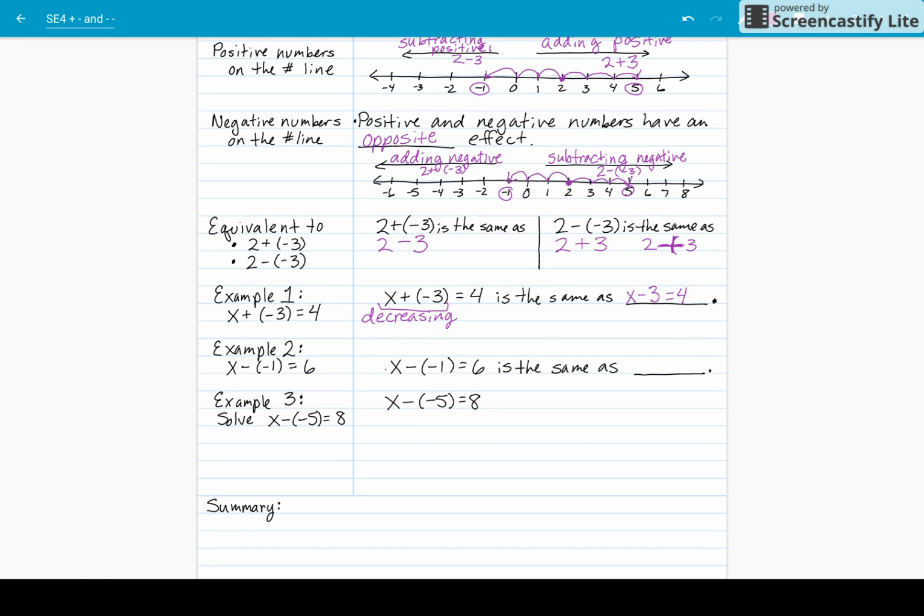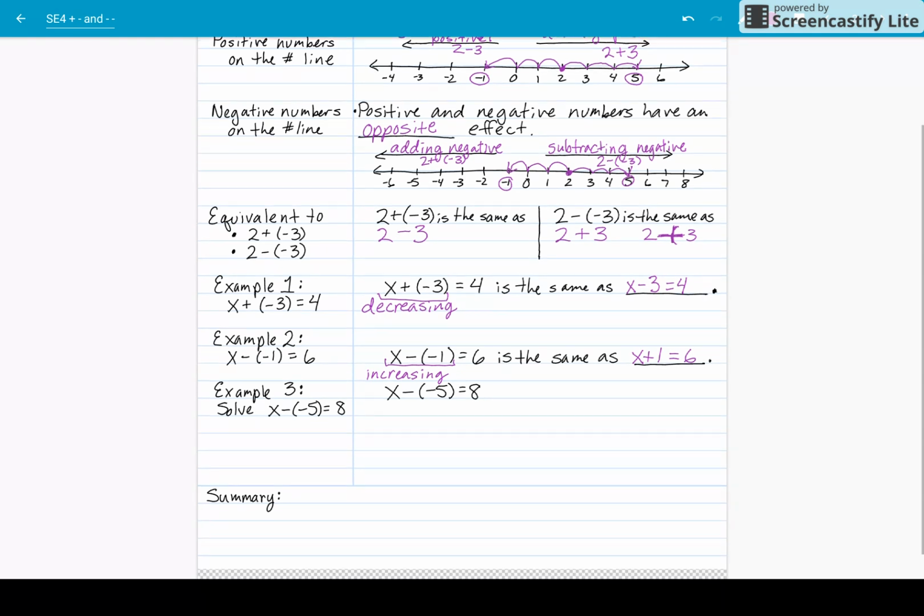Similarly, minus a negative, or subtracting a negative, has an increasing effect. So we're going to change it to an increasing equation like addition. The numbers stay the same, the variable stays the same, and they're all in the same order. Just the 2 symbols in the middle will be contracted to their equivalent single symbol. We can use this to solve.